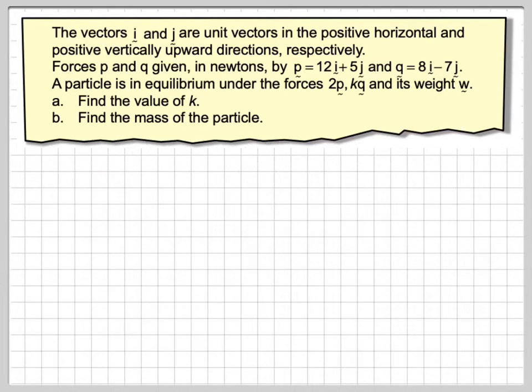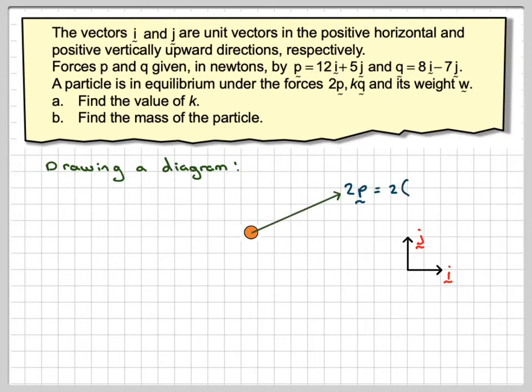Now, in order to start this, you should draw some sort of diagram. It doesn't have to be exact. So here's my particle. I'm going to put the i direction and j direction. And as 2P is a multiple of P, this will definitely be acting in this sort of direction. So I'm going to write that 2P is 12i + 5j.